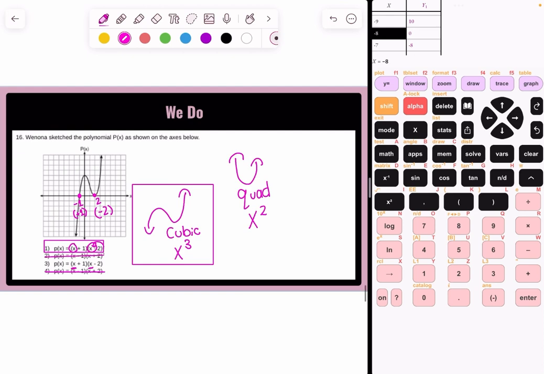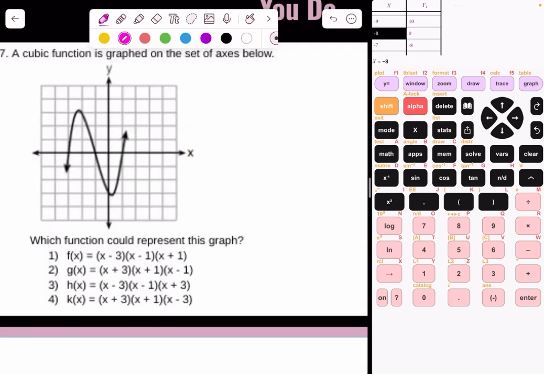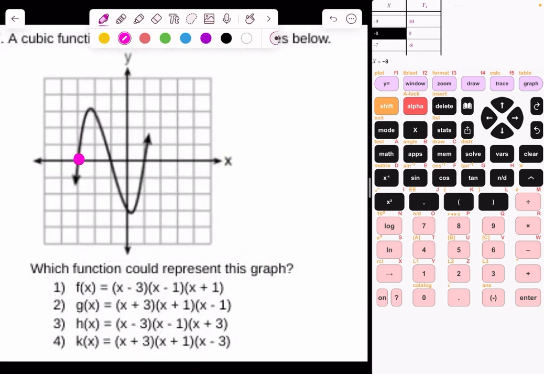All right, number 17. A cubic function is graphed below. Which function could represent this graph? All right, the first zero is at negative 3, which means in parentheses I need a positive 3. So let's get rid of answer choice 1. Let's get rid of answer choice 3.